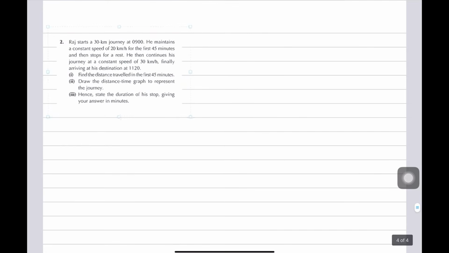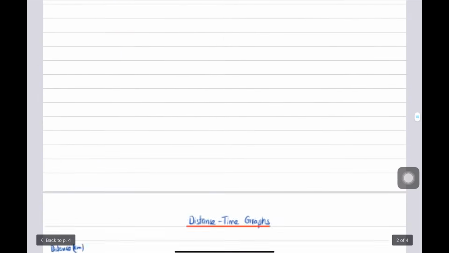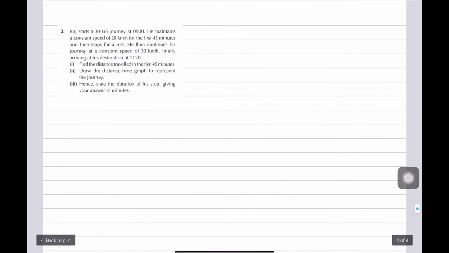So let's do one more question so that we further get the hang of distance time graphs, and when we do get the hang of distance time graph, we will do speed time graph, inshallah. Okay. All right. So here's another question. Let's see what it says.